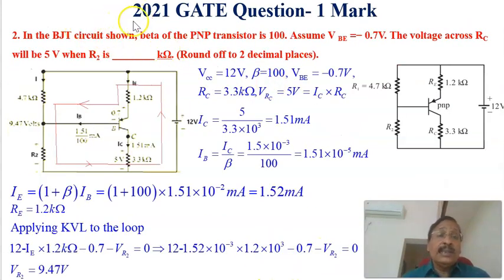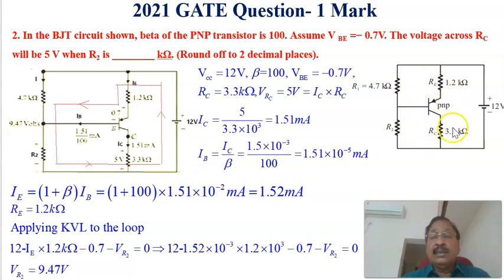Now let us see the second problem of 2021 GATE question that also carries 1 mark. In the BJT circuit shown, the beta value of the PNP transistor is 100. Assume VB equal to minus 0.7. This is the circuit, and the voltage across RC will be 5 volts. What is the value of R2, in kilo ohms, rounded off to 2 decimal places?